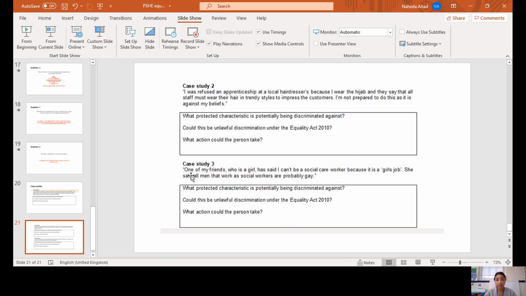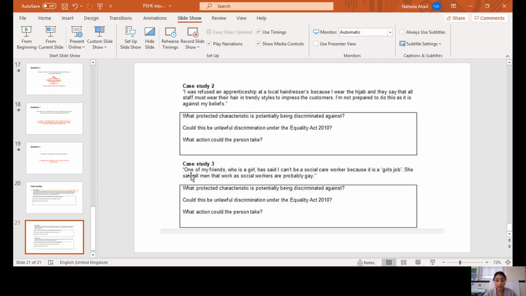And then what action could this person take? So you could either say they could complain to the private, public or voluntary organisation, and if they don't do something about it, the organisation can actually be taken to court and sued, so they have to pay a large sum of money towards this person. Or lastly, they could speak to a lawyer and seek professional advice from that lawyer. So 3 different reasons you could have written down.